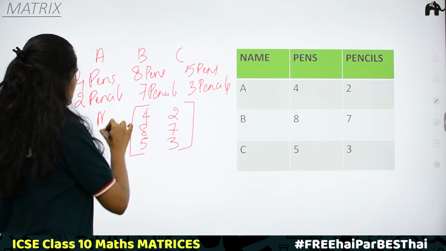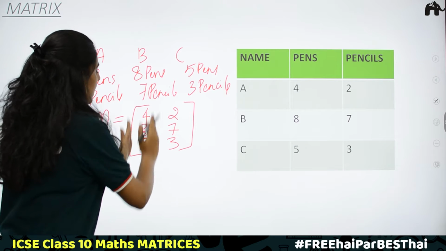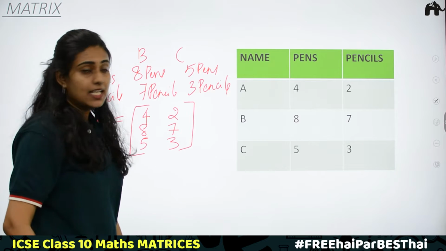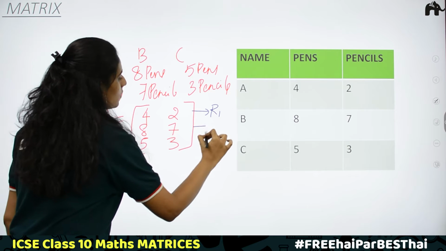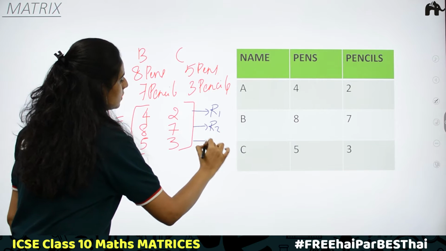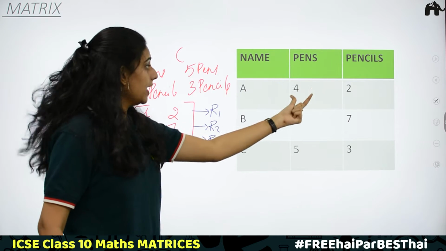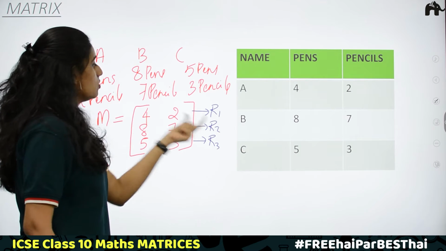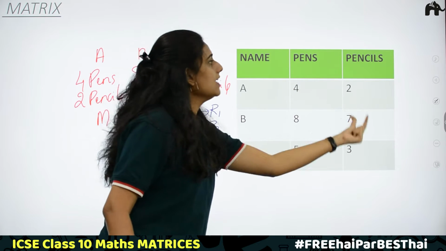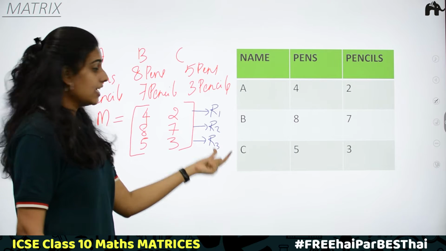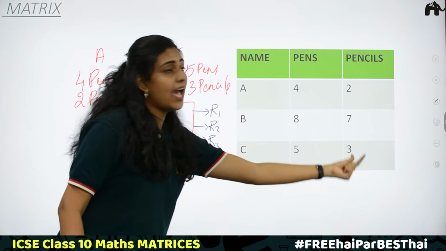Here I am naming this matrix as M. Inside this matrix, we have numbers filled. Here, this is the first row. We will call it R1. This is the second row, R2. And this is the third row, R3. What is R1? R1 gives us what? A has 4 pens and 2 pencils. What about R2? R2 gives information about what B has. B has 8 pens and 7 pencils. What about the third row R3? R3 gives us information about what C has. C has 5 pens and 3 pencils.